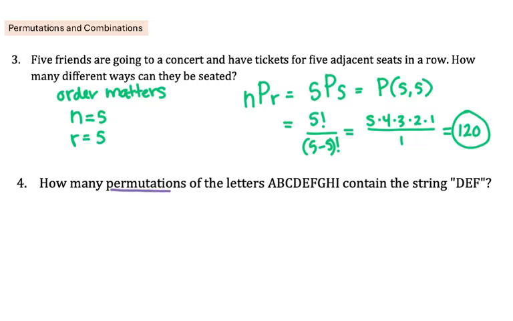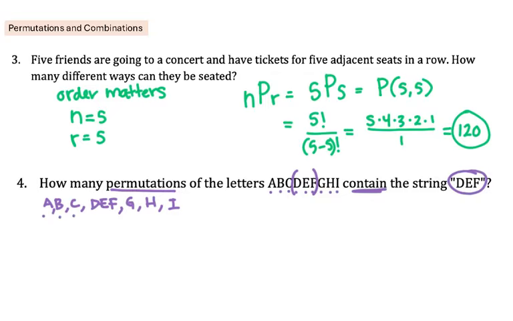They give us this word. We know it's a permutation. And we've got these letters. There's 1, 2, 3, 4, 5, 6, 7, 8, 9 letters, but not so fast. They're telling us it's going to contain this string DEF. So DEF is in fact going to act like its own one item. So basically we have a choice of A, B, C. DEF has to stay together as a string, and then G, H, and I.